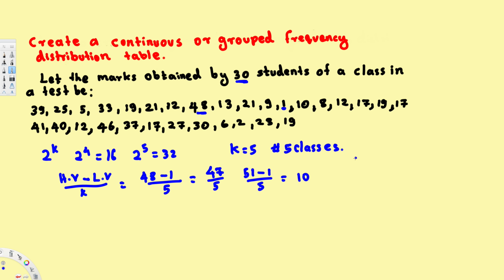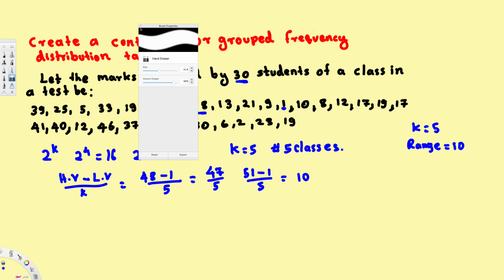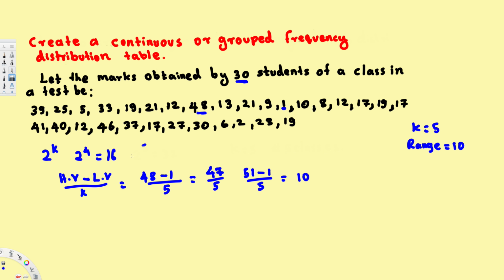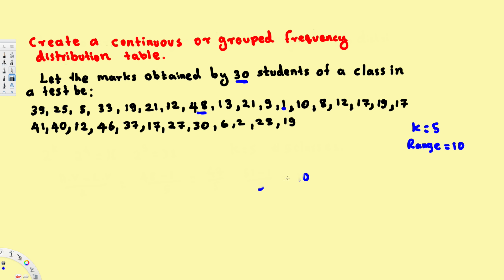Now let's note this one down, and I'm going to erase this part because we need space. k is equal to 5 and the range is equal to 10. These are the two pieces of information needed and the others are unnecessary. Now let's get rid of this. Okay, so first thing I'm going to create the classes.